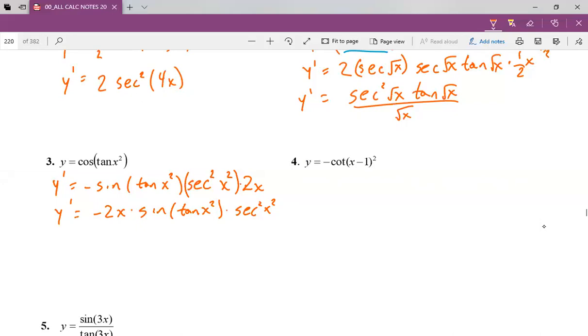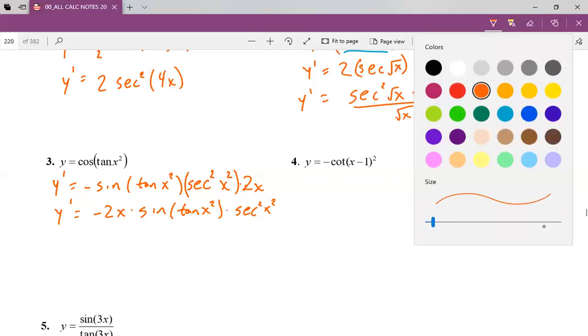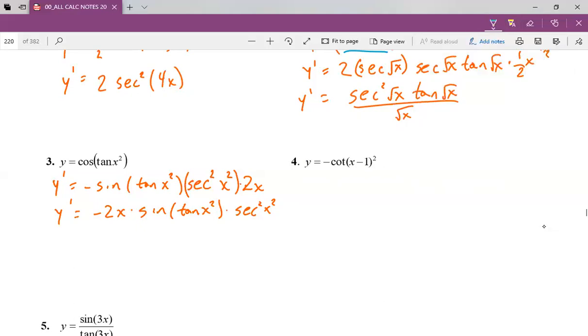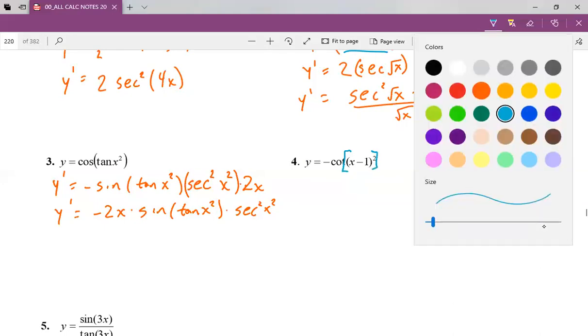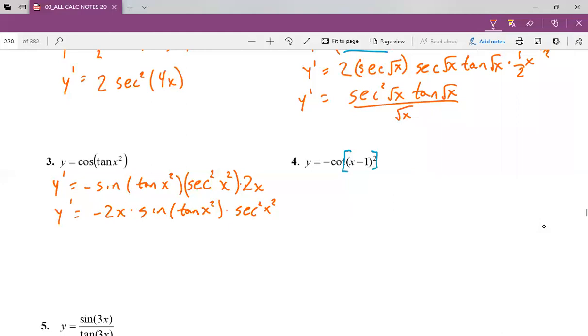Number 4, we have negative cotan of x minus 1 squared. That squared written there, it is squaring x minus 1. That's all the angle. Whether or not we see this with brackets, this is cotangent of all of that, that's implied in this question. So we have the negative of cotangent.